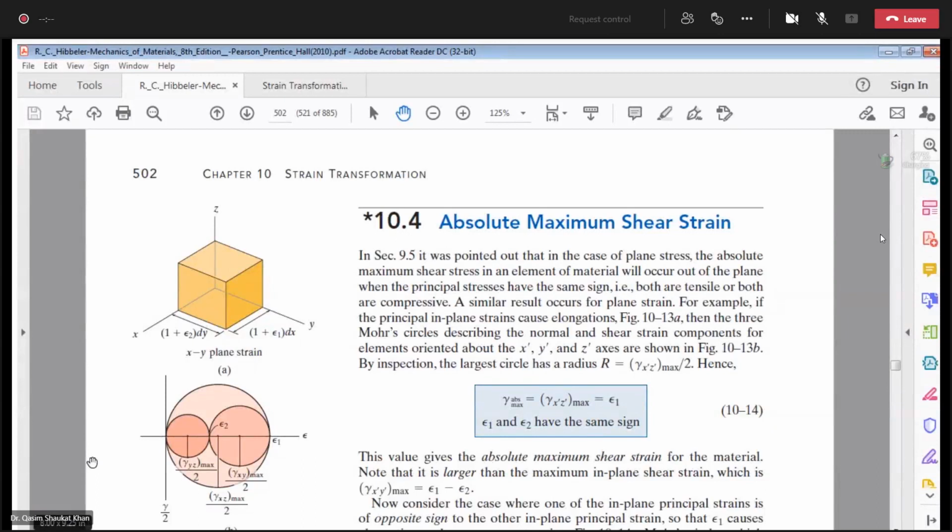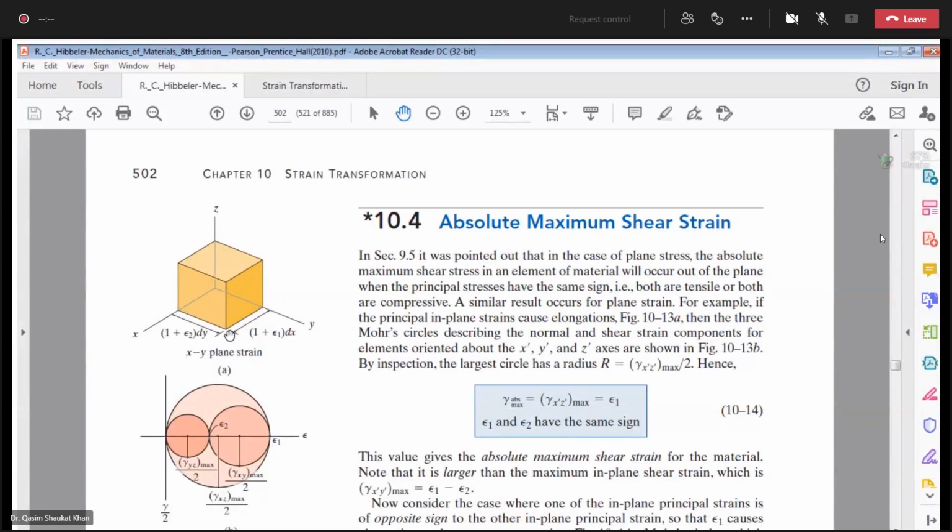Now, in case of plane strain, if the principal in-plane strains cause elongations, meaning both principal strains epsilon 1 and epsilon 2 are positive, then, as you can see here, it results in the elongation of the element.